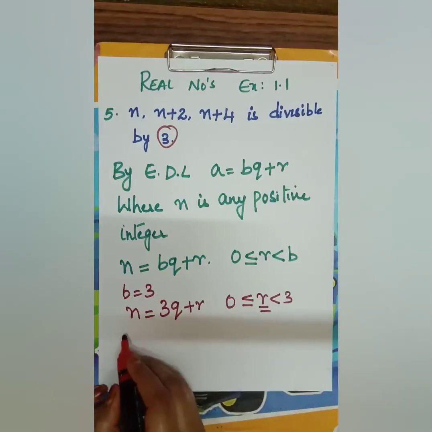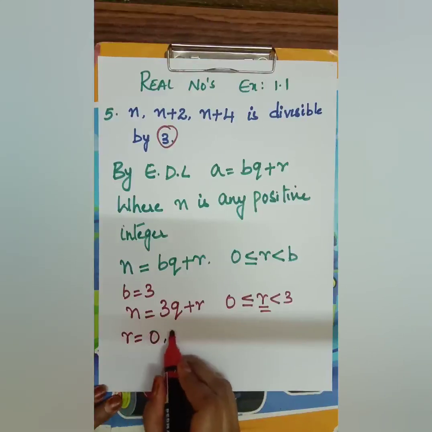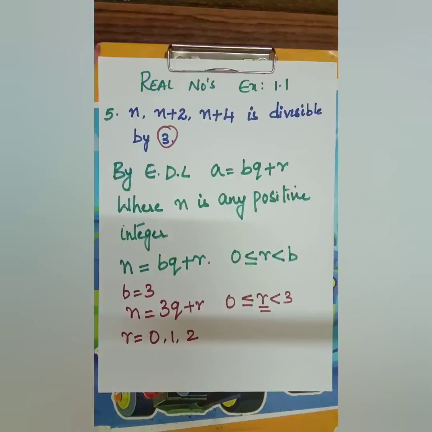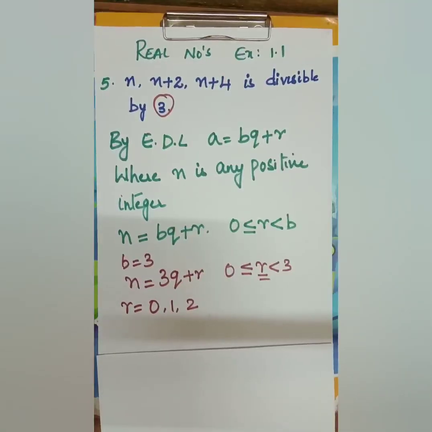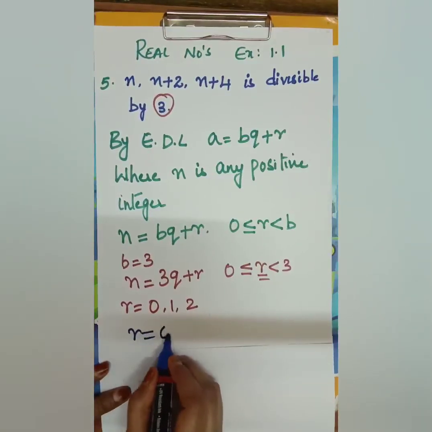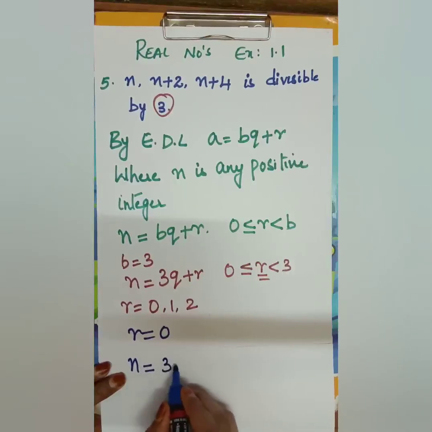That means r takes the values 0, 1 and 2, since it is less than 3. Now substitute r equal to 0. First we are going to substitute r equal to 0. That is, n is equal to 3q plus 0.